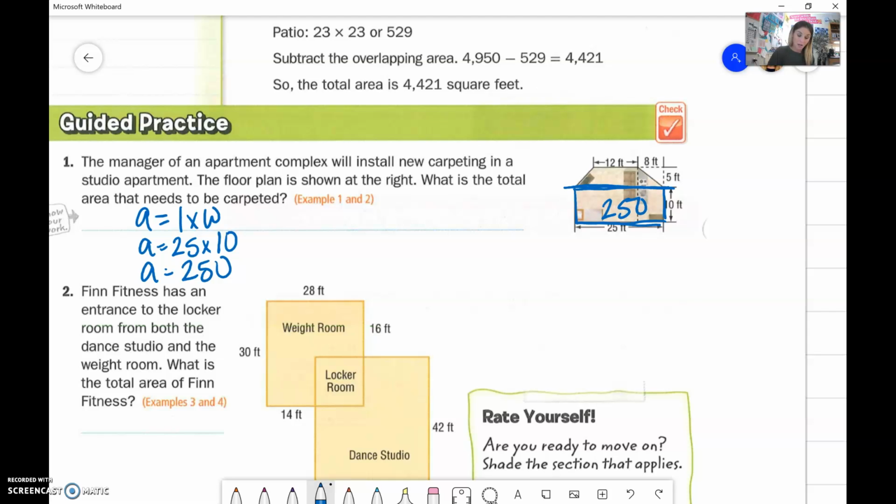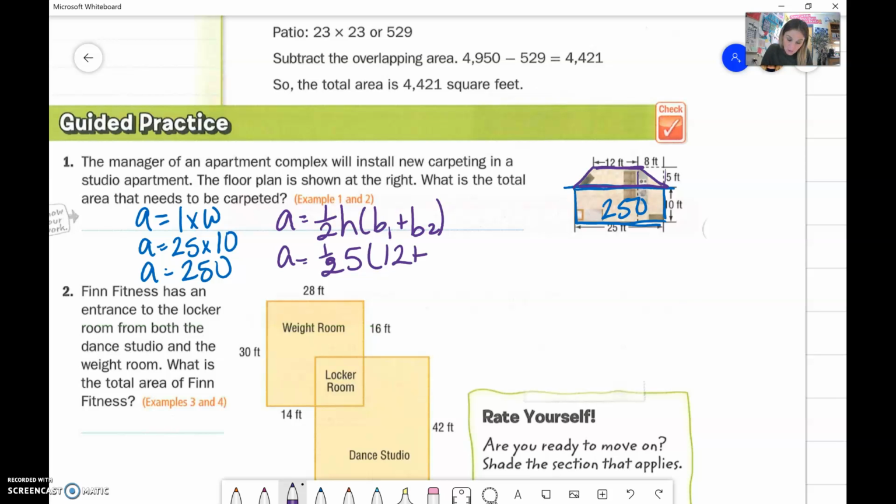Now we're going to do the area of the trapezoid. I'm going to switch colors here. Sometimes it's just easier to see. So here's my trapezoid. So I know the area of a trapezoid is 1/2 times my height times base 1 plus base 2. Let's fill in the numbers. So area equals 1/2. What's my height? Looks like my height is parallel right here of 5. My base 1 is 12 plus my base 2, which is all the way across, which is 25.